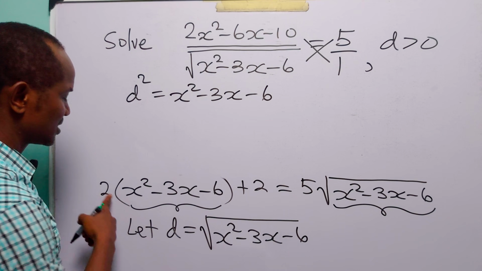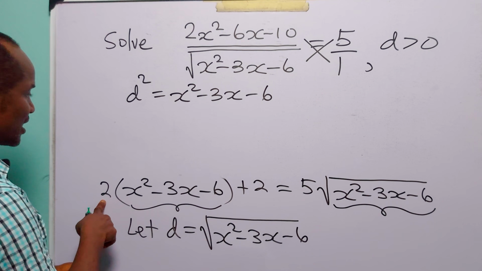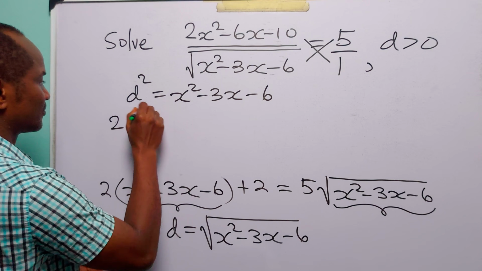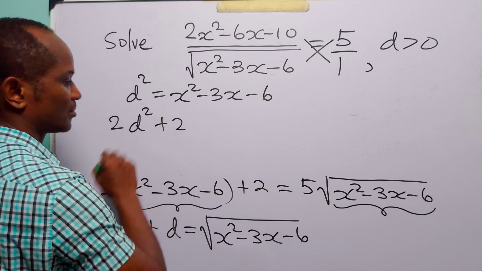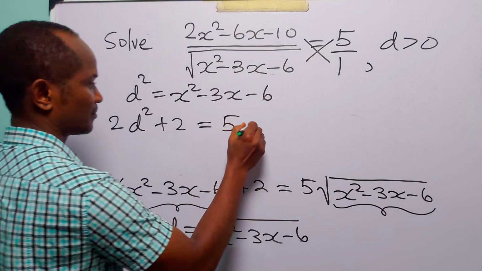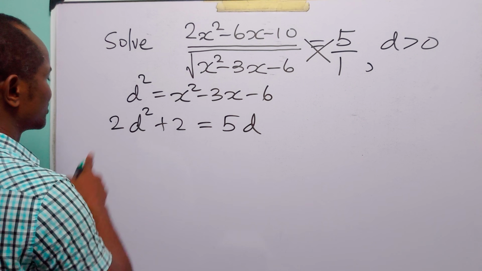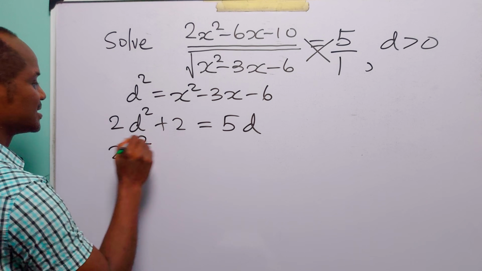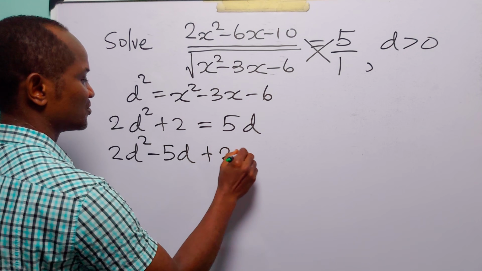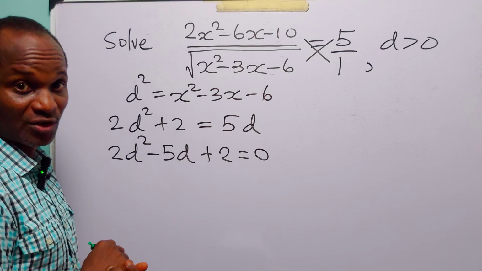The next thing we are going to do is rewrite this equation in terms of d. So we have 2 times d squared plus 2, and this is equal to 5 times d. Now, let us rearrange this quadratic equation. We have 2d squared minus 5d plus 2 is equal to 0.